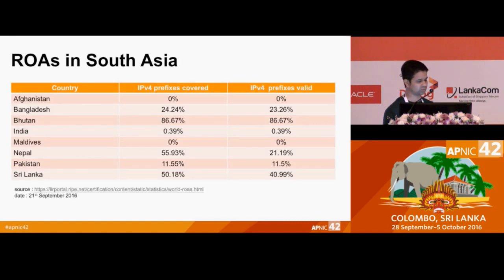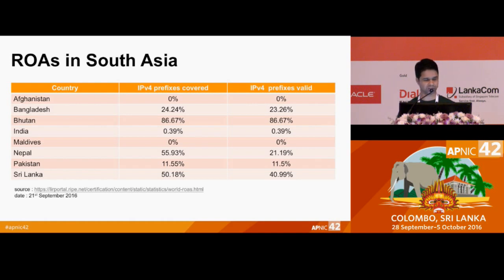This data is from RIPE NCC. It covers all 8 countries: Afghanistan, Bangladesh, Bhutan, India, Maldives, Nepal, Pakistan, and Sri Lanka. The first column says how many IPv4 prefixes are covered and how many of them are valid. In Bangladesh, 24.24% of prefixes have a ROA and 23.26% are valid, so there is about 1% invalid ROA.